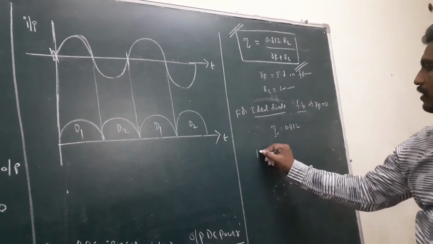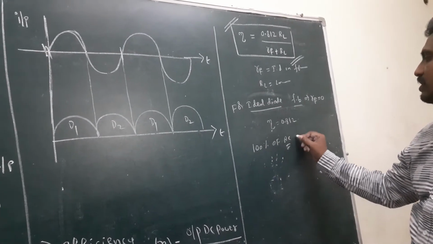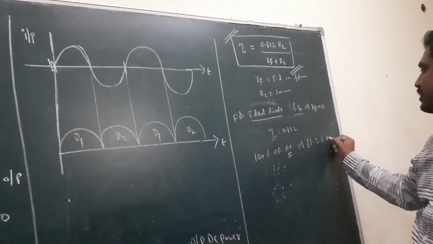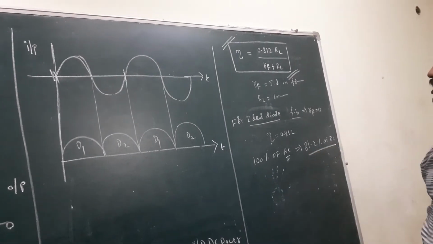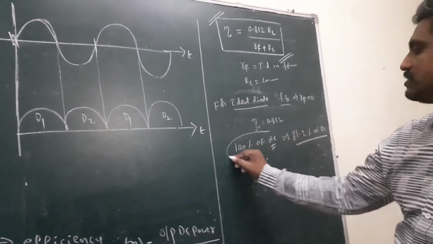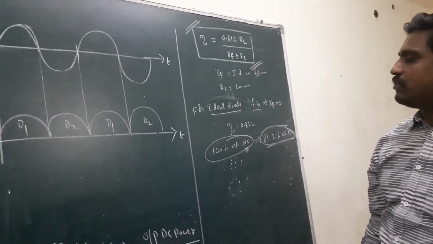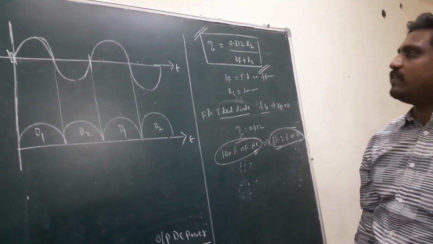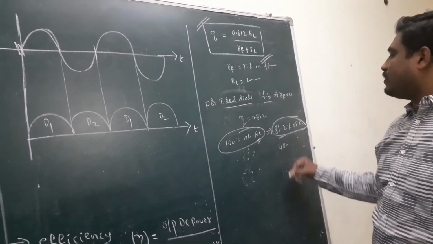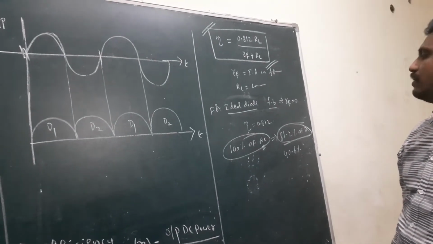Now the meaning is that 100% of AC will be converted into 81.2% of DC, nana. This is the full wave rectifier. That means 100% of AC will be converted into 81.2% of DC. In the half wave rectifier, 100% of input AC will be converted into 40.6% of output DC.